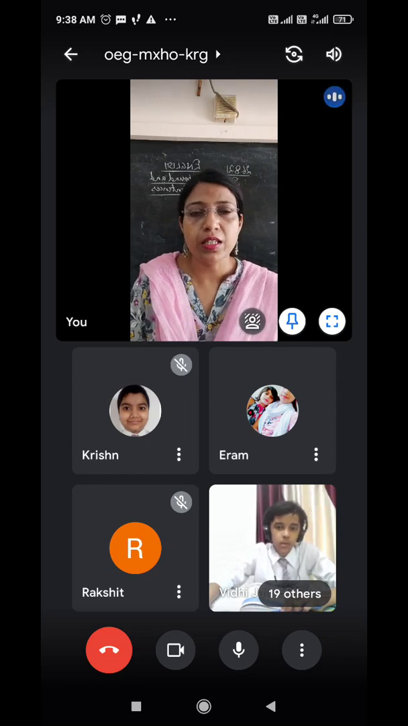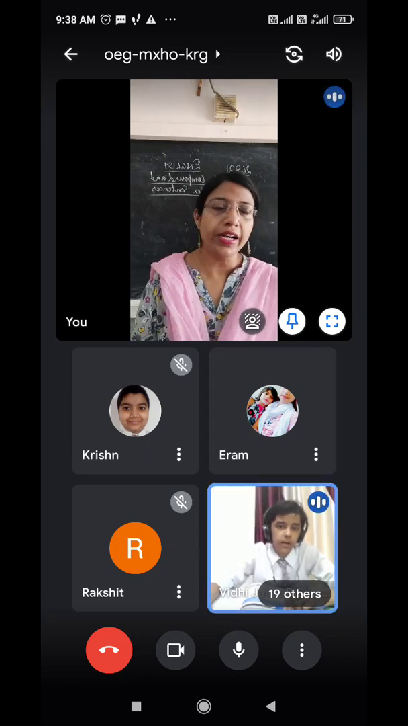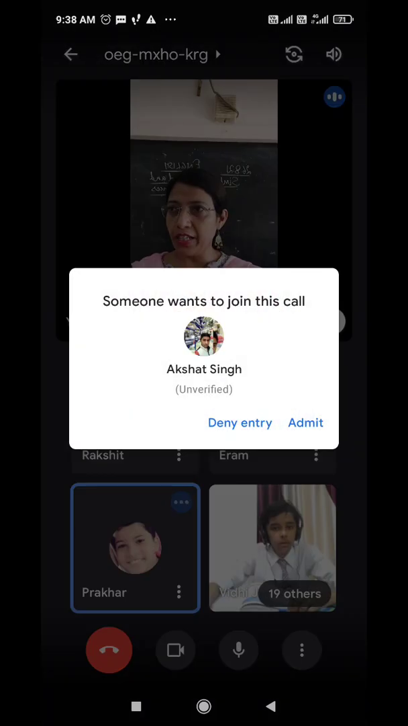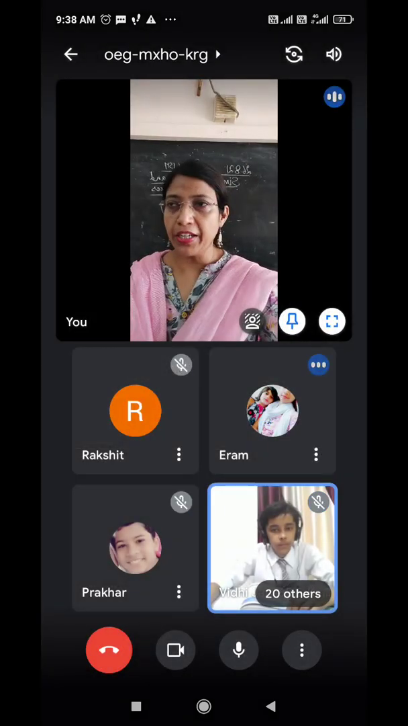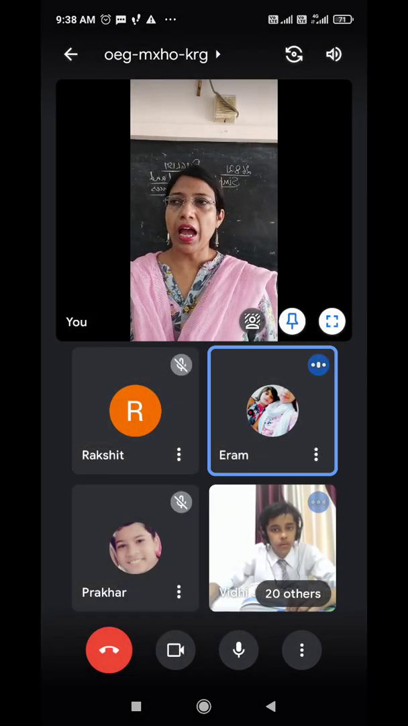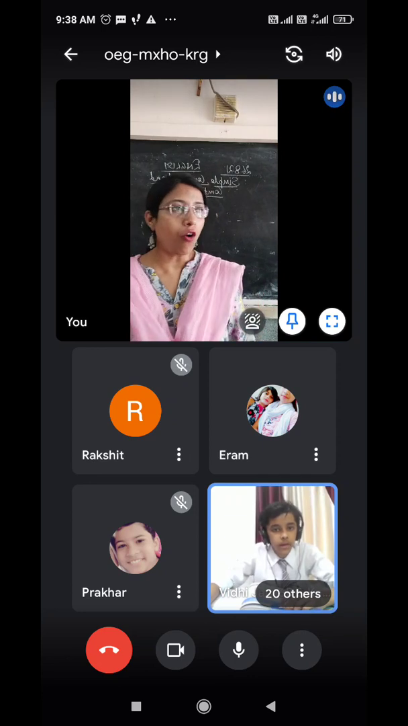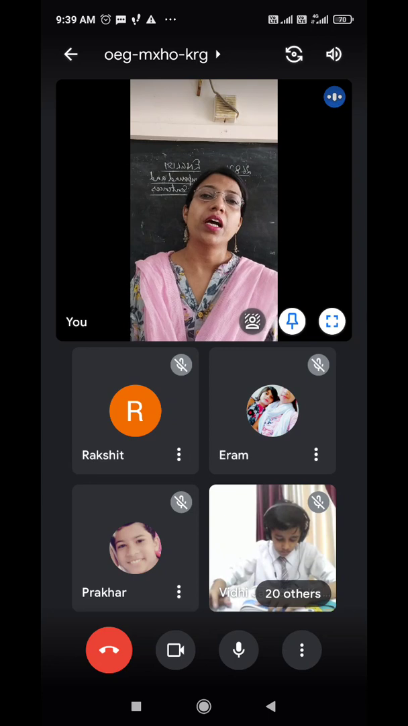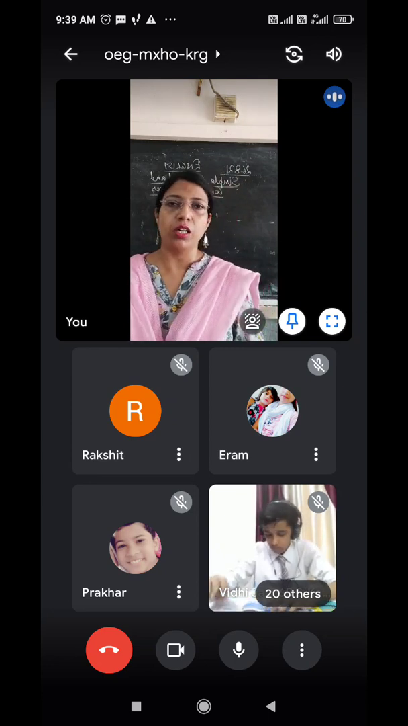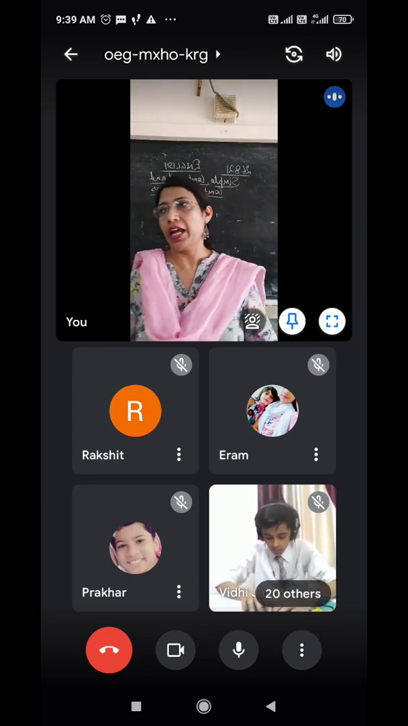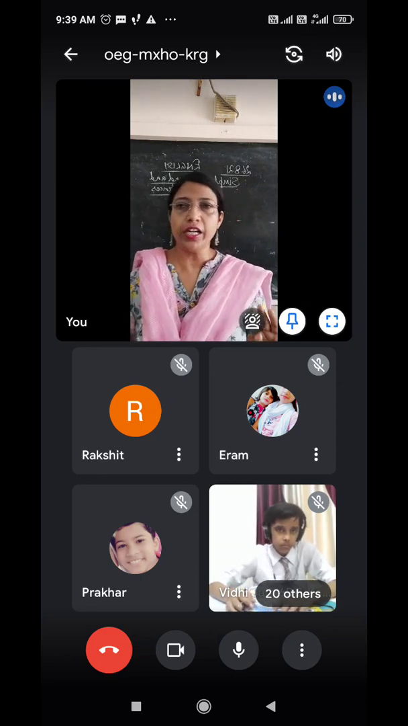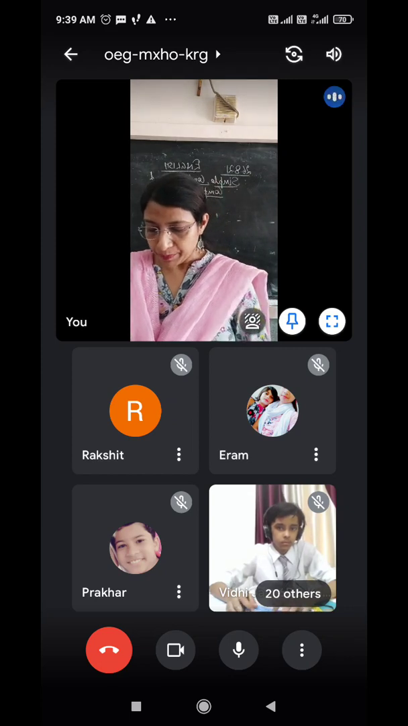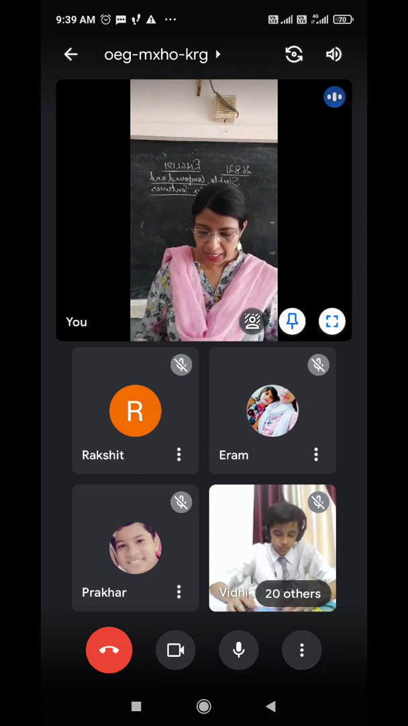Declarative, interrogative, imperative, and exclamatory. So we have four types of sentences according to their function. Now, according to their structure, meaning according to how they are made, we have three divisions: simple, compound, and complex sentences. So we will study about these here only.